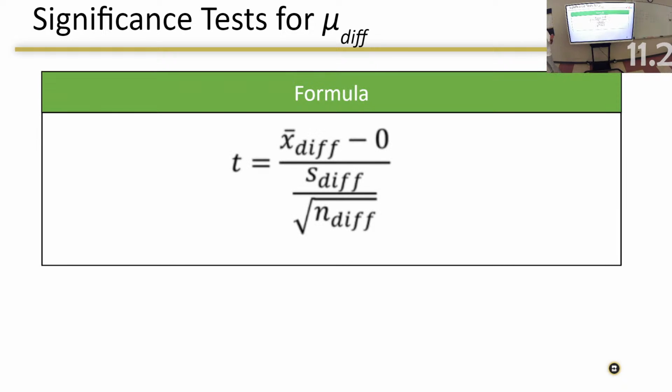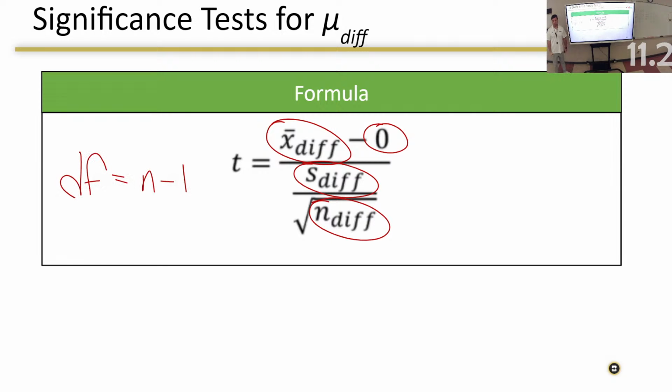The formula is just for one sample, guys. So it's x-bar minus mu, typically 0, over the standard deviation of the differences over the square root of however many differences there are. Okay, so it's just one sample. Therefore, df is n minus 1 because it's one sample. So this is just like Mondays, right? It's just one sample stuff.